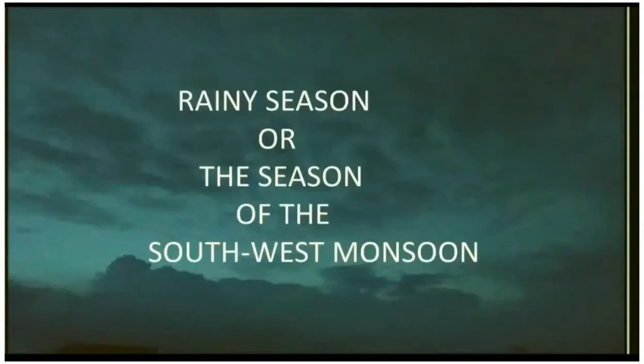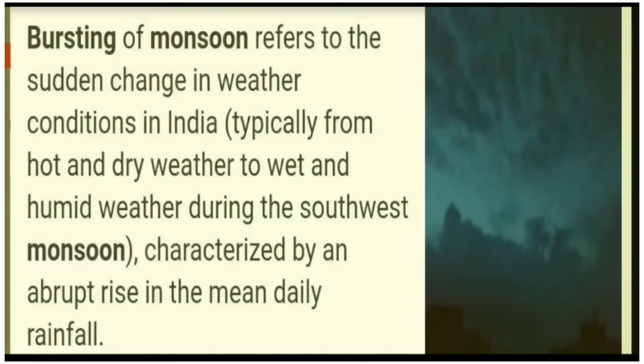After summer season, that is the hot dry season, we have the rainy season, or the season of southwest monsoon. Before the monsoon, there is a bursting of monsoon. Bursting of monsoon means a sudden change in weather condition. Weather means atmospheric condition. All of a sudden, hot and dry weather changes into wet and humid condition, and because of that, daily rainfall takes place.